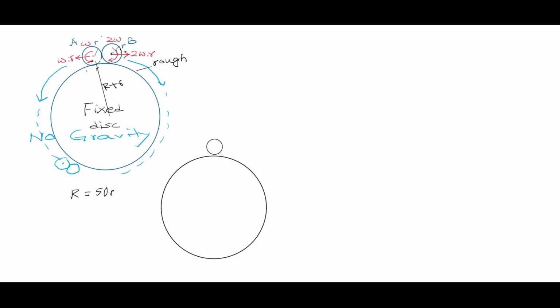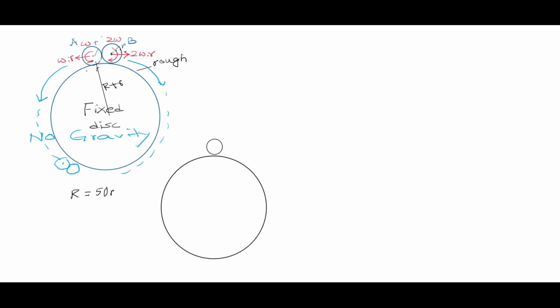There is no gravity. The whole arrangement is placed in a space where there is no gravity. That means these two disks are weightless. So gravity is not acting, mg is not acting on the disk A and on the disk B.